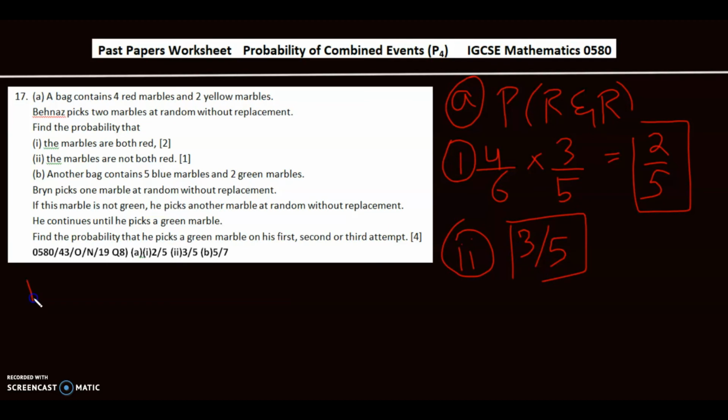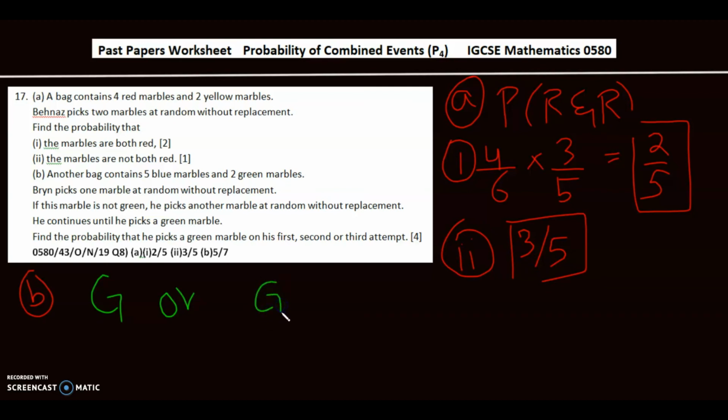Part B. Another bag contains 5 blue marbles and 2 green marbles. Brian picks 1 marble at random without replacement. If this marble is not green, he picks another marble at random without replacement. He continues until he picks a green marble. Find the probability that he picks a green marble on his first attempt or second or third attempt. Okay, so what's the probability of getting a green marble in the first attempt, or the probability of getting a green marble in the second attempt?